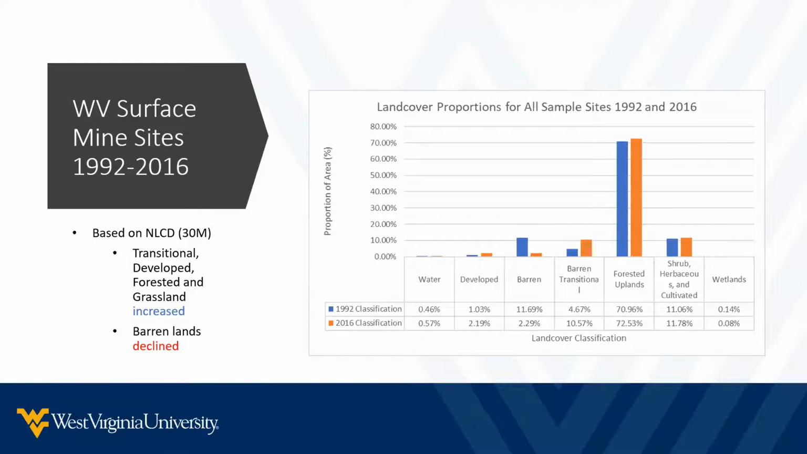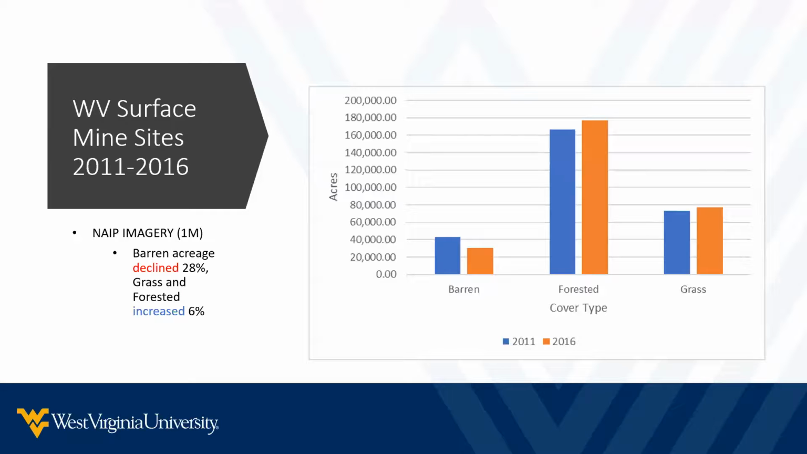Okay, so this is based again on 30-meter, widely available NLCD data. We can see those changes. If we look at 1-meter data based on USDA NAIP imagery, it kind of tells a similar story. And these are based on land cover classifications done by folks in our Natural Resource Analysis Center. Actually, one of my graduate students is working on these now. But you can see that barren acreage, according to 1-meter data, which is a finer resolution, has declined almost 28%. And grass and forested has increased 6%.